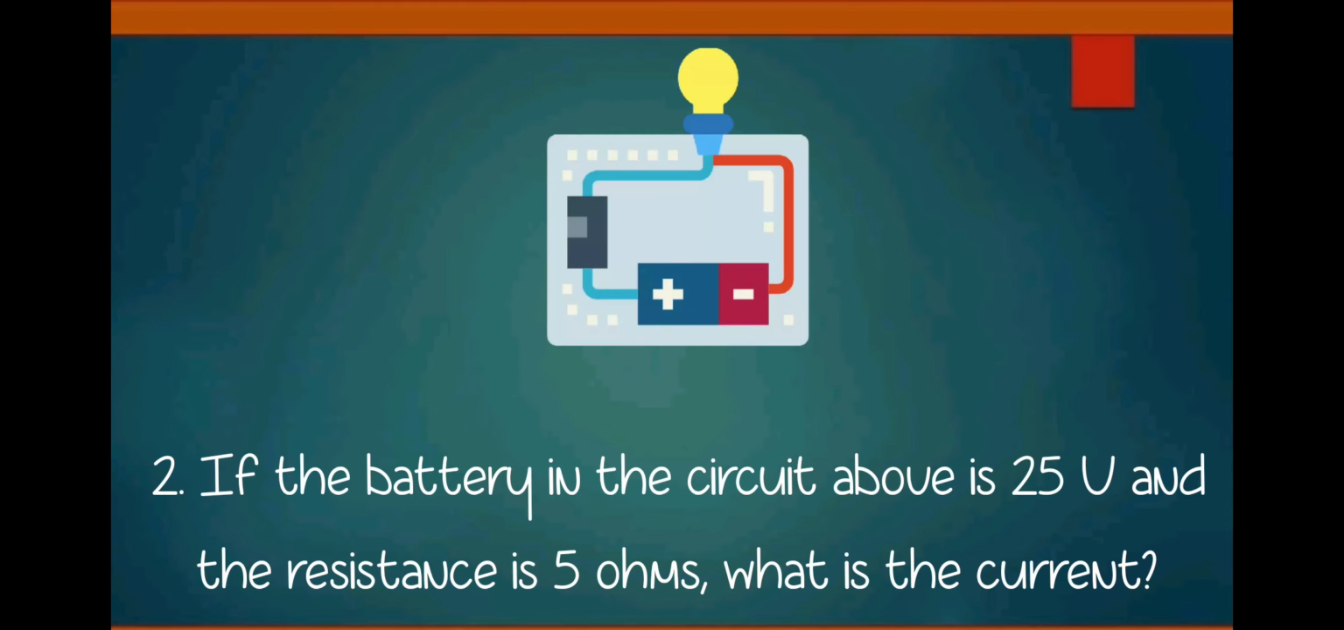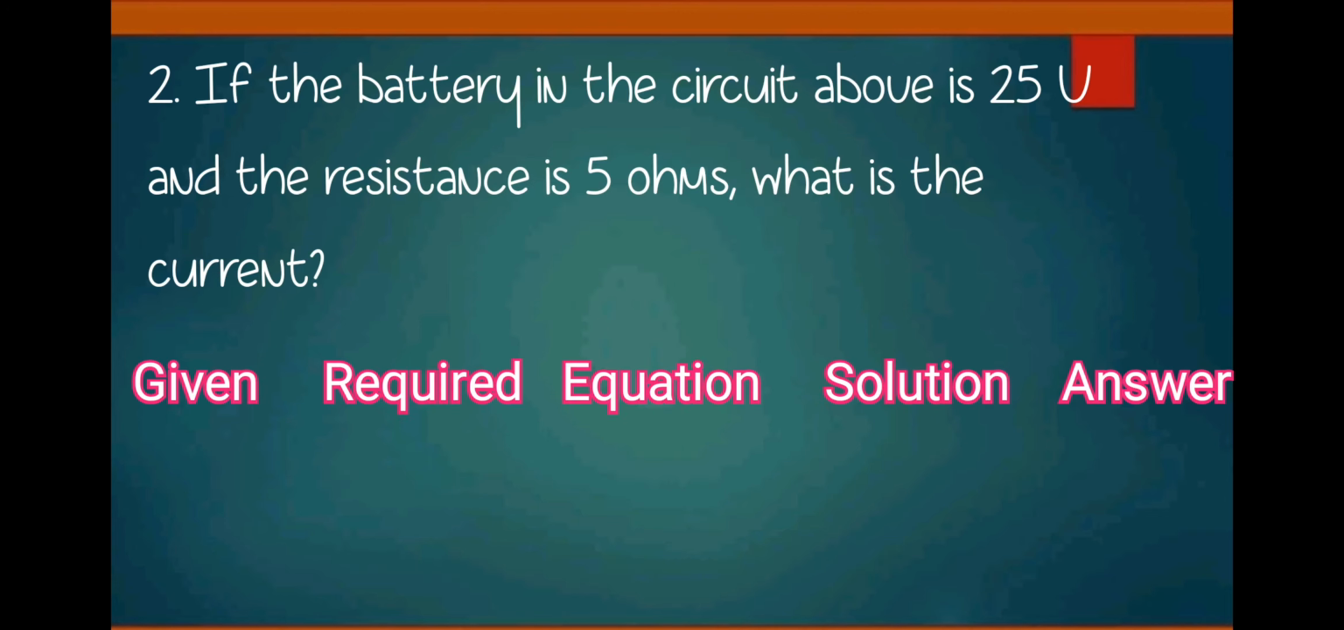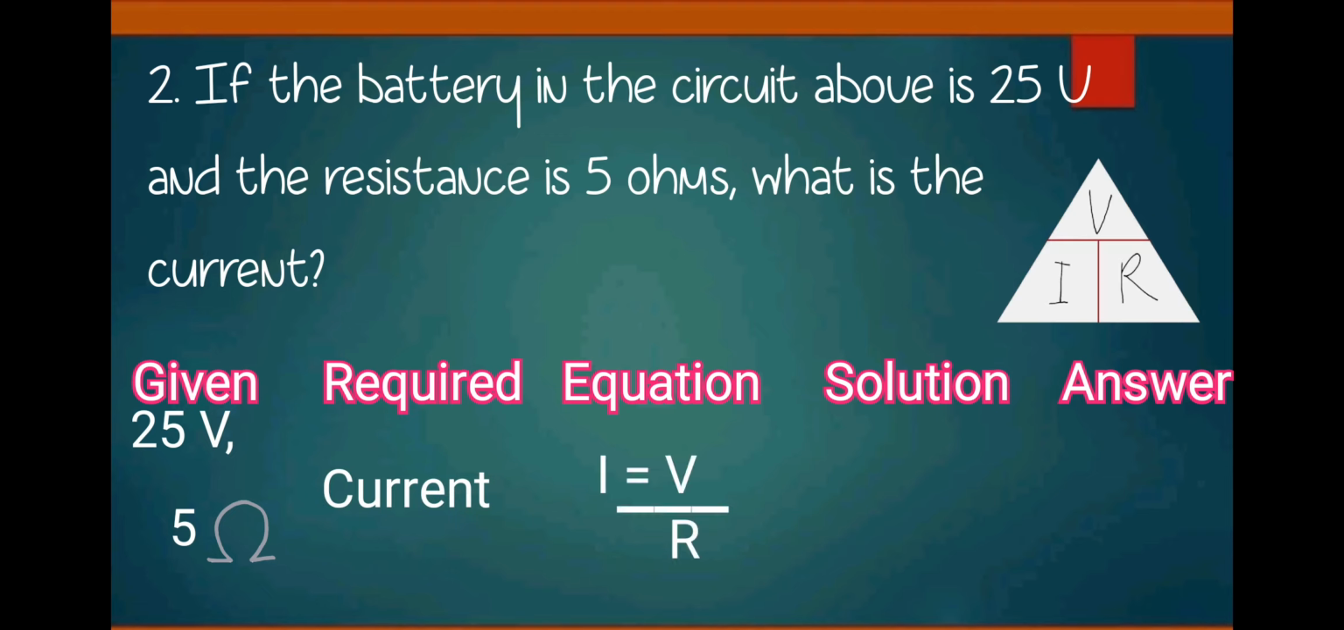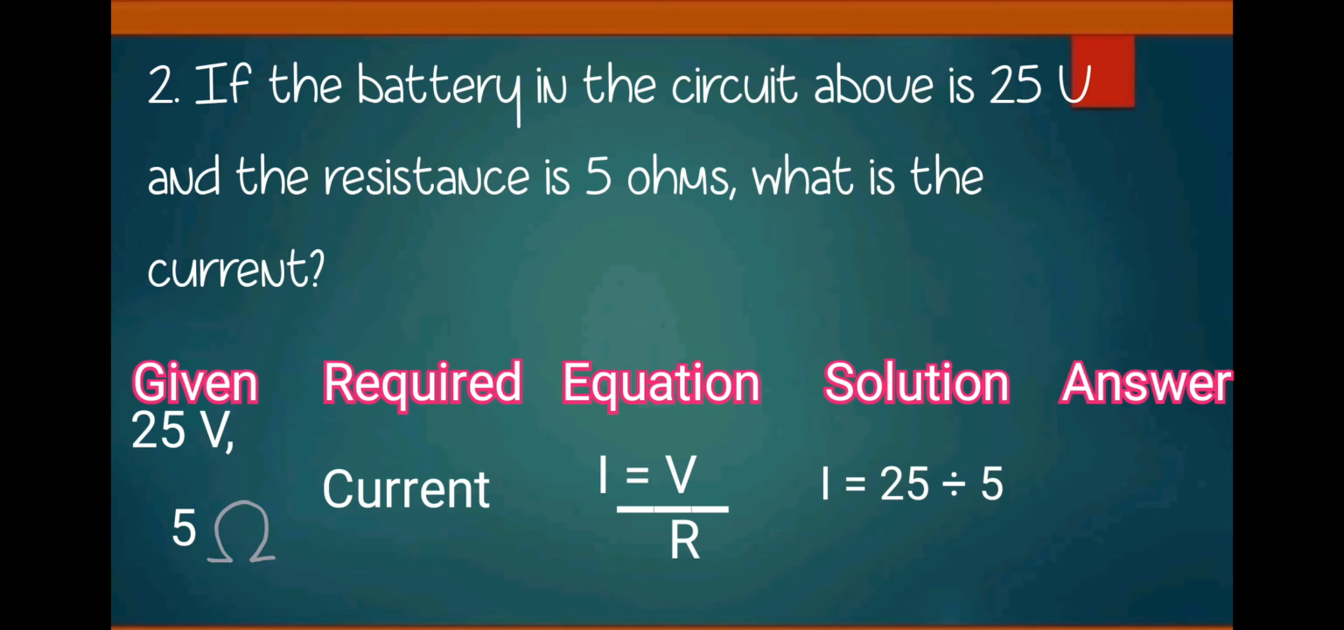Let's try the second problem. If the battery of a circuit above is 25 volts and the resistance is 5 ohms, what is the current? So, ang given ay 25 volts and 5 ohms. Ang required ay current. Ang equation ay I = V over R na magiging 25 divided by 5. So, ang answer dyan ay 5 amperes.